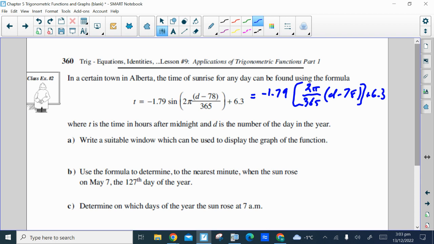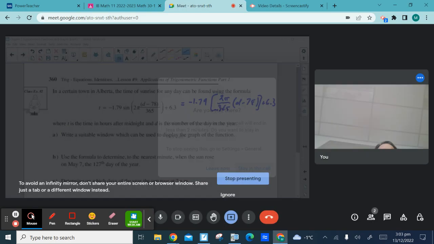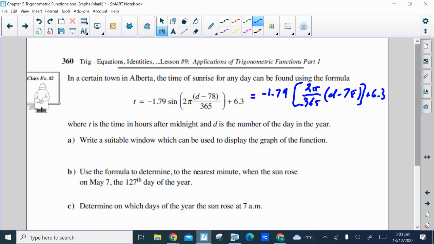So write a suitable window. We need to know what our period is. If you look at the b value, 2 pi over 365, our period is 2 pi over 1 divided by our b value of 2 pi over 365. When you multiply by the reciprocal, the 2 pi's cancel, and you're just going to have 365, which makes perfect sense. That's how many days there are in a year.